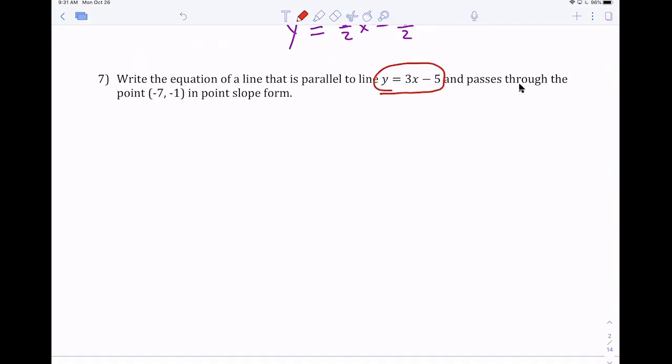Say it. 3. Come on now. How do I know it's 3? Because it's following y equals mx plus b. Reagan, m is the what? Slope. That is correct. You're writing this information down. If you're uncertain, write information down.